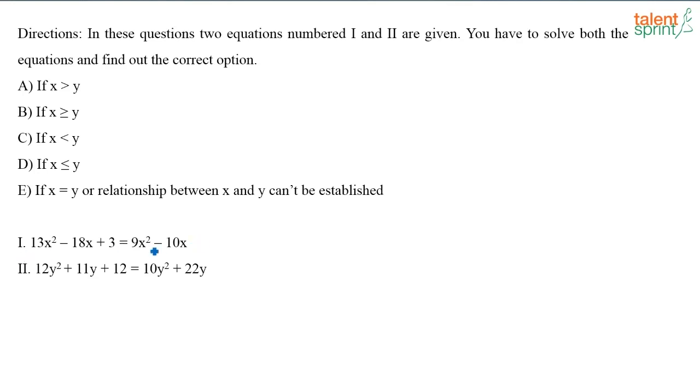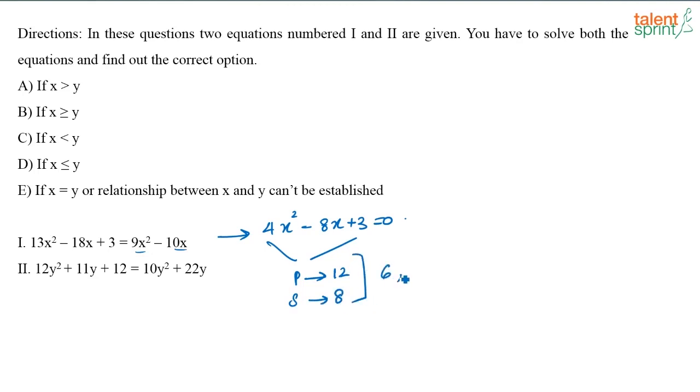Let's try it out. So what is the first equation here? Let us bring all the terms to one side. I'm taking this 9x squared and minus 10x to the other side. So I will have 4x squared minus 8x plus 3 is equal to 0. So product of two numbers is 12, sum of the two numbers is 8. The two numbers have to be 6 and 2, right? Sum is 8 and product is 12. What is the coefficient of x squared? It is 4. So 6 by 4 and 2 by 4 are the roots that we are looking for.